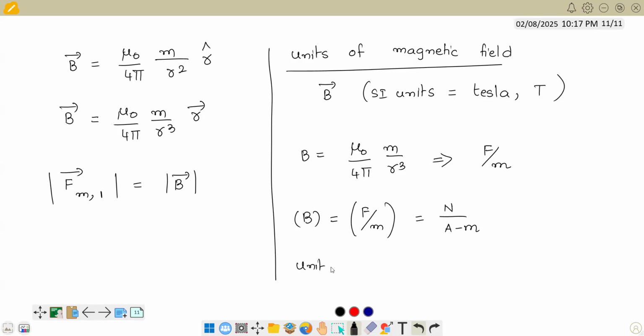So the units of B can be Newton per ampere meter. But we generally don't use this unit. We don't use Newton per ampere meter, very rarely. But if somebody asks you what is the SI unit, you have to tell Tesla only. Then where is this Newton per ampere meter useful? If somebody asks you to find the dimensions of magnetic field.